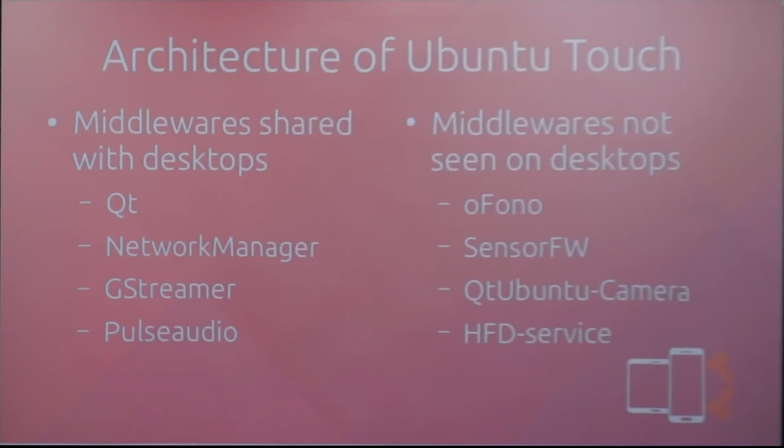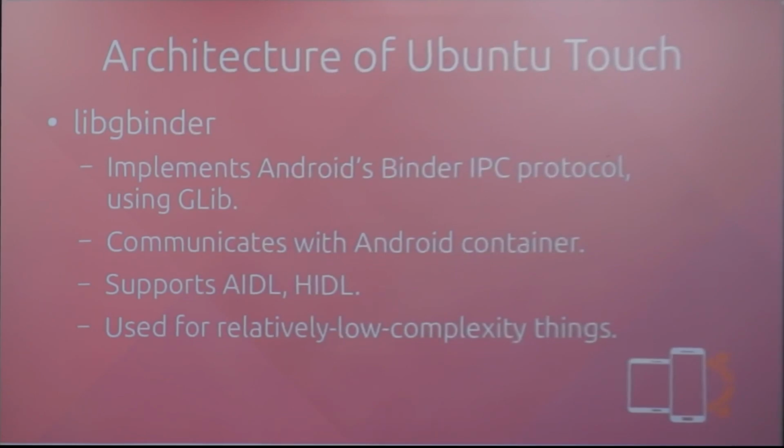Now, all these middlewares need a way to communicate with the Android container and the Android drivers inside. So let's talk about some of the techniques that we use to connect to them. We start with libgbinder, which is a library that implements the binder IPC protocol, and uses GLib, which allows Linux processes to communicate with all the services inside the Android container.